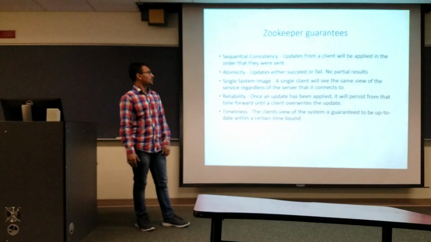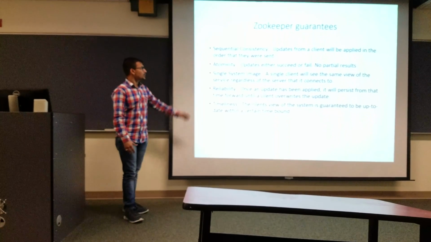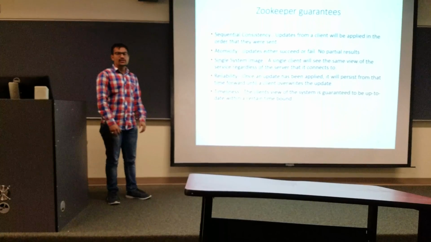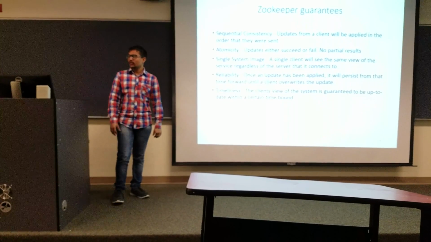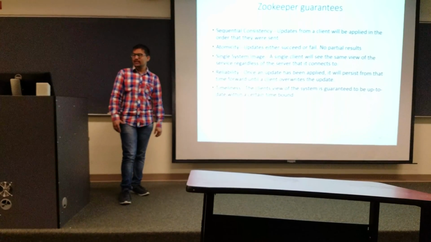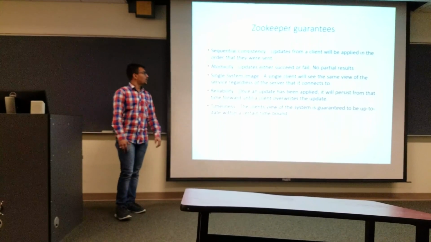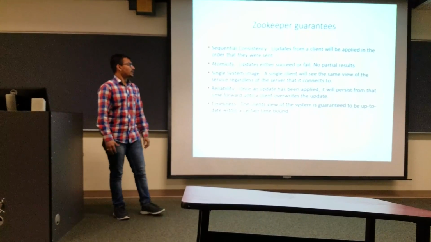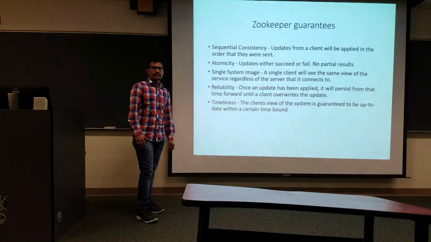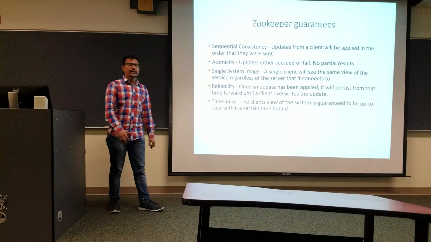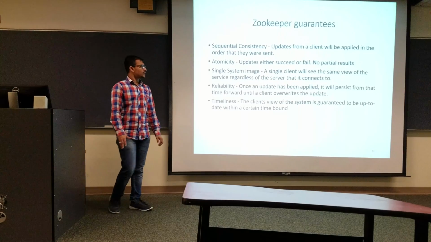Zookeeper guarantees. These are the mainly five Zookeeper guarantees. The first is sequential consistency: updates from a client will be applied in the order in which they were sent. The second one is atomicity: all the updates either succeed or fail. No partial updates succeed.